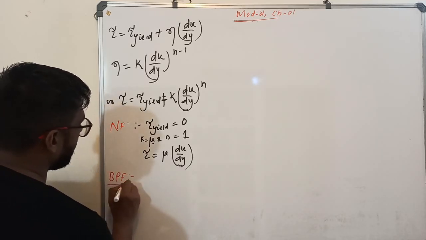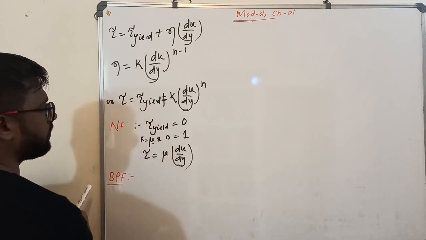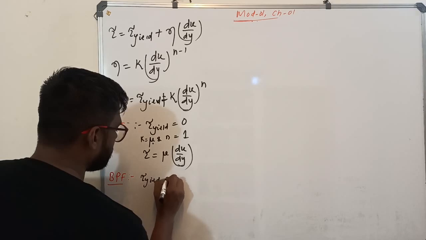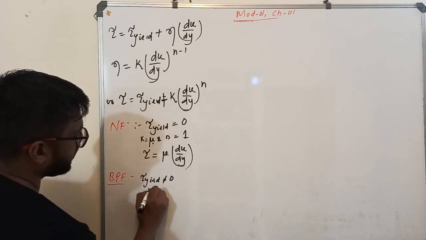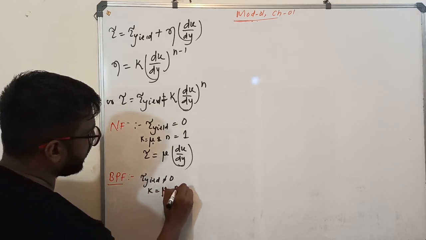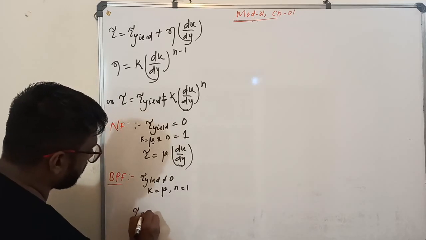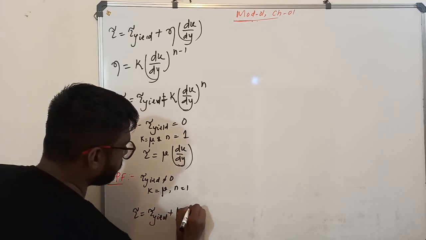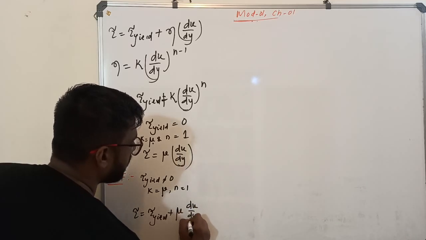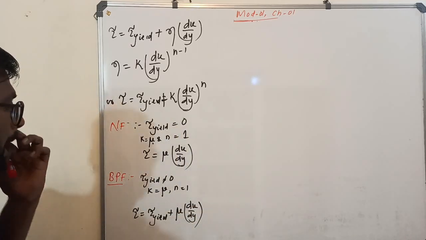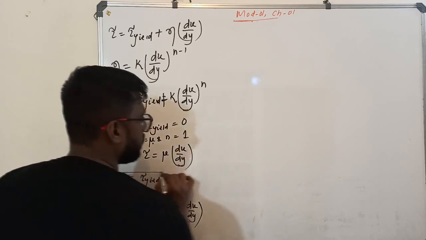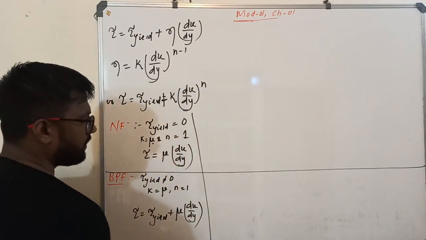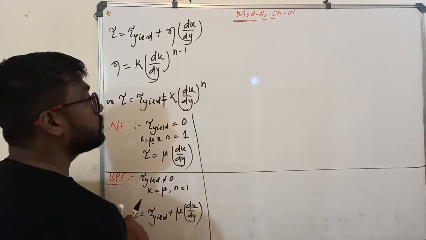For your Bingham's plastic fluid, we have tau yield. Tau yield is not zero. Some value is there. Tau yield is a non-zero value. And let us say you have k equal to mu, n is also equal to 1. So tau is equal to tau yield plus mu du by dy. Which fluid? Bingham's plastic fluid. Next we will read about your pseudoplastic fluid.